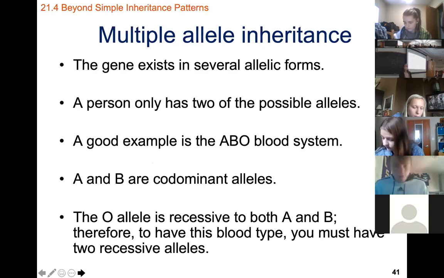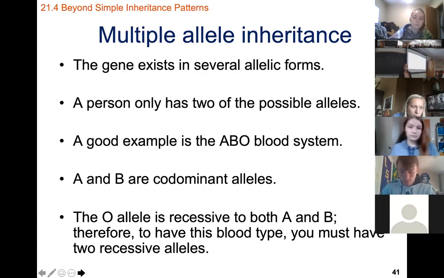All right, multiple allele inheritance. This is just saying that there's a gene that exists in several allelic forms. A person has two of the possible alleles. And again, this is an example of ABO blood typing. So the A and B are codominant alleles, but then there's an O allele that is possible. And it's recessive to both A and B. So this is considered a multi-allele inheritance because we have codominance with A and B, and then you have dominant and recessive with the A's and B's, and then compared to the O's.